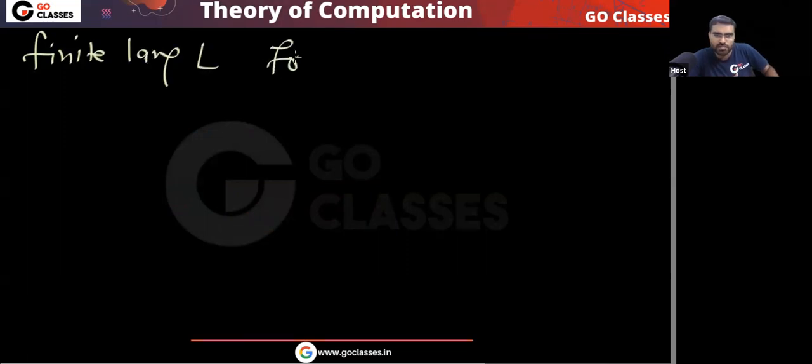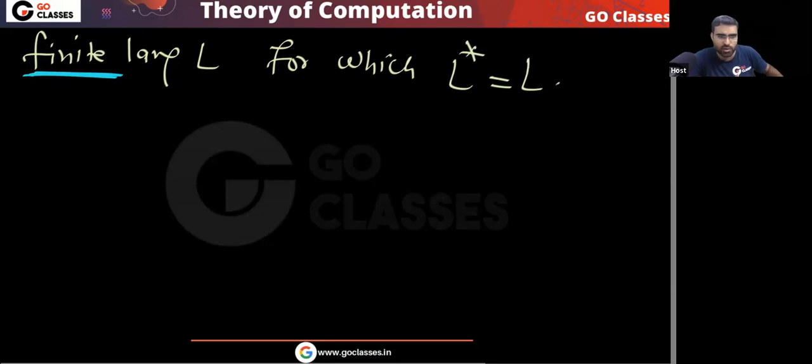See, let me prove it. Basically, what is our target? We want a finite language L for which L star is the same as L. Yes or no? This is what we want: a finite language for which L star is equal to L.